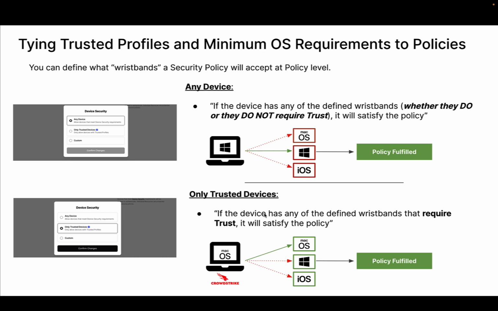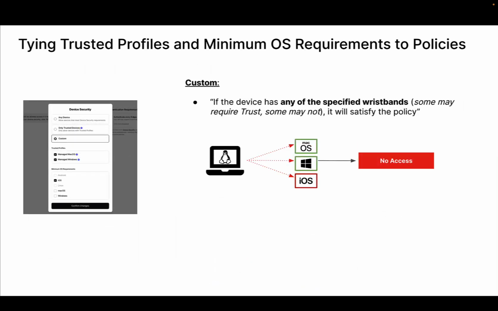What if you want a policy to allow access to a particular resource, but for some operating systems, you're okay with devices that are not verified, and for some other operating systems, you want devices that are verified? That's where custom comes in. If you select the third option in the policy, custom, then you can actually handpick which trusted profiles are going to be let in. It's no longer a question of any trusted profiles like it is with only trusted devices. You get to select which one, and you get to select which minimum OS requirements.